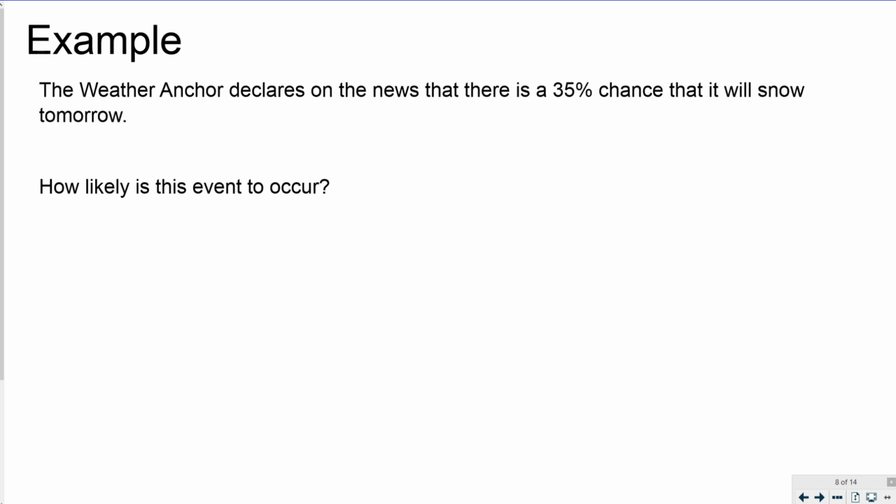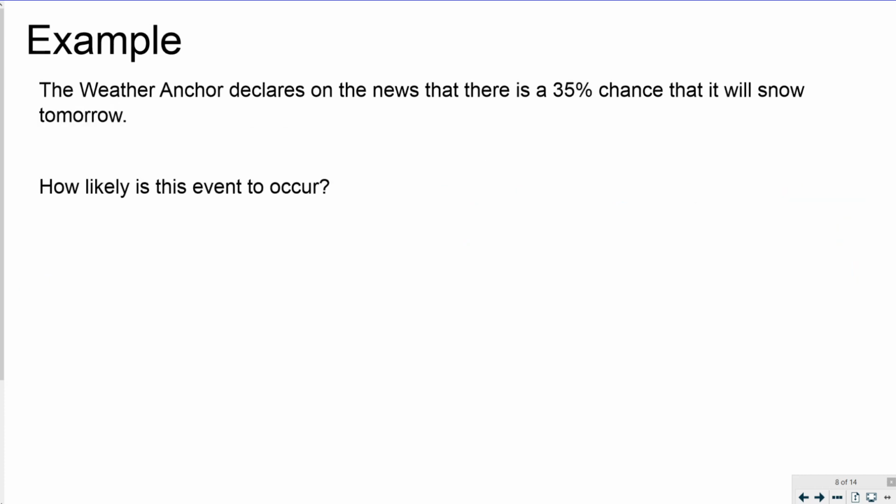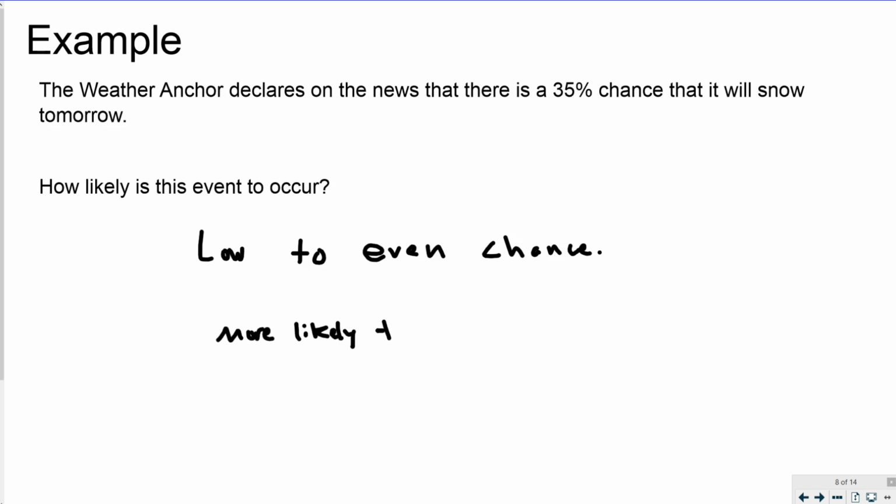So, an example of this is that the weather anchor declares on the news there is a 35% chance that it will snow tomorrow. How likely is this event to occur? If I look back at the previous page here, 35% would be right about here. There's a low to even chance that it will occur. But if you were going to hedge a bet, if you were going to make a bet here, you would still probably bet that it is not going to snow tomorrow. That would be the more likely outcome. So I'm just going to note that here. The more likely outcome is that it will not snow.